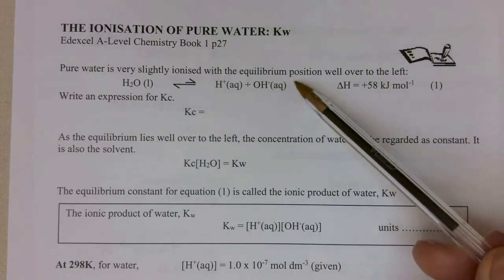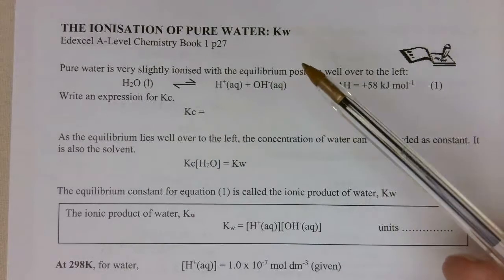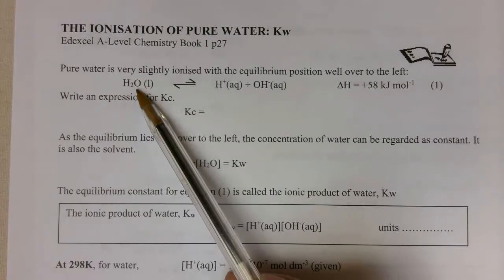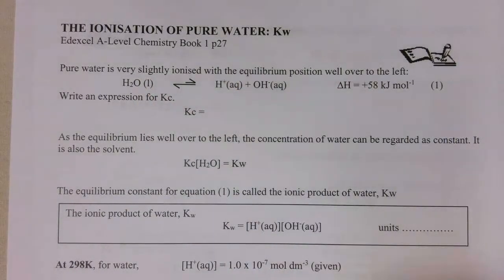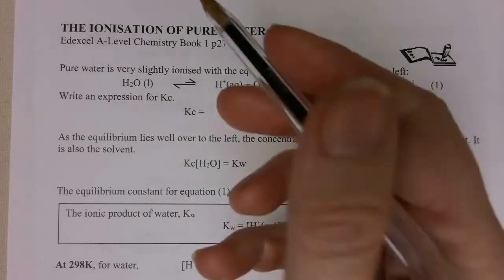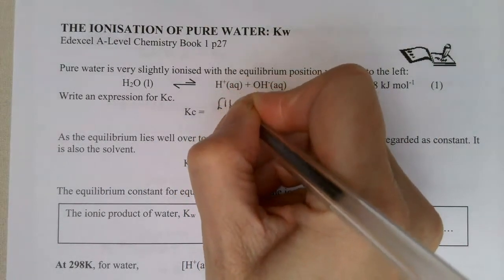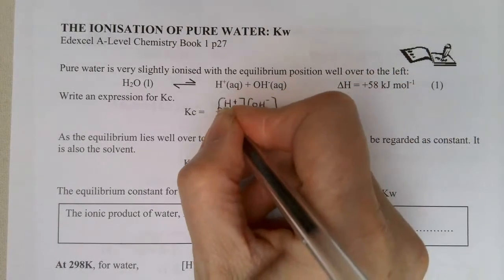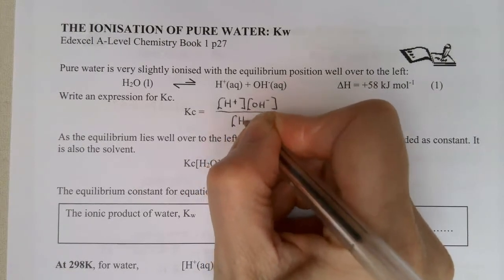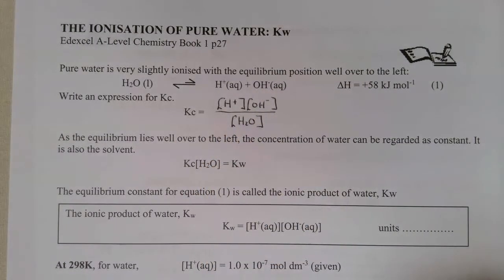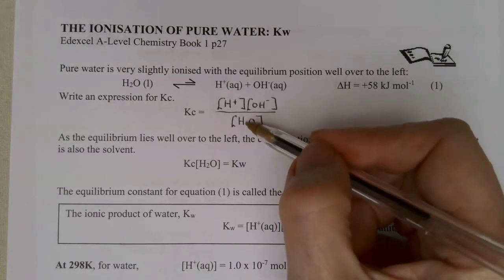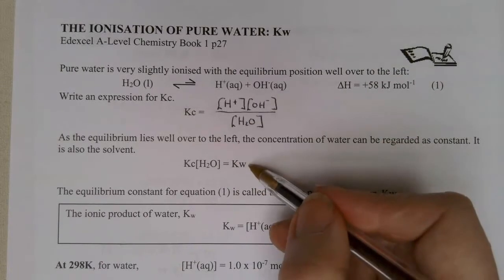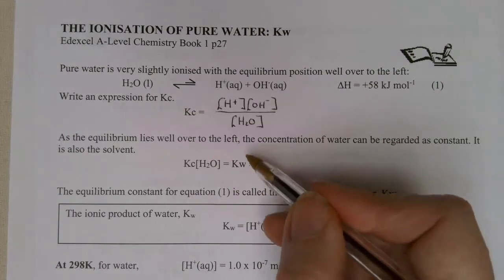So here I have the ionization of water. So water very slightly ionizes. The position of equilibrium is well over to the left-hand side, but we can still write a Kc expression for it. So Kc, just the same as you would normally have, concentration of the hydrogen ions, concentration of the OH negative ions, divided by the concentration of the H2O, like so. Now, if we bring this concentration of the water up, and times it by Kc, this is where we get our new ionic product of water called Kw.